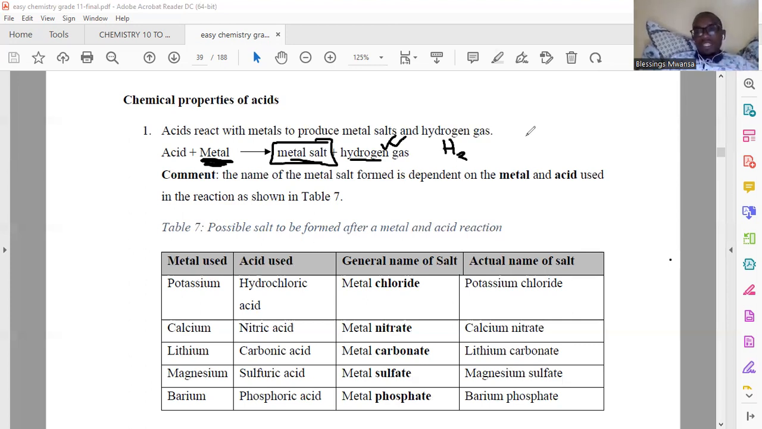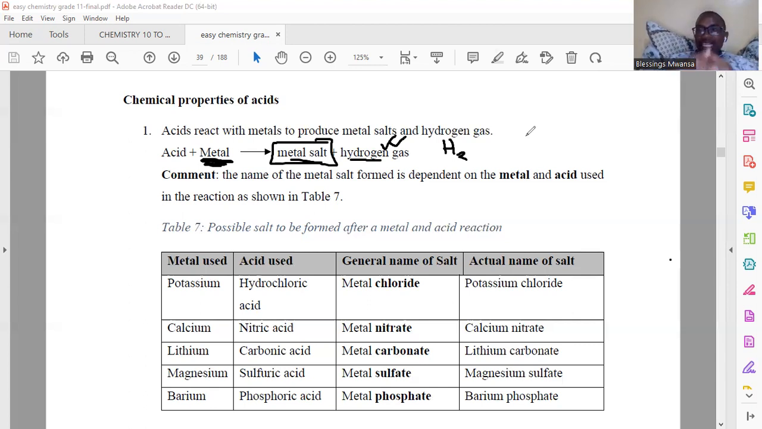So when we go back to the examples of acids that we gave, we looked at organic acids and we looked at inorganic acids. So the common acids that we use, especially in the laboratory, we use hydrochloric acid, nitric acid, carbonic acid sometimes, phosphoric acid, and sulfuric acid. So in my examples, I will use more of these five acids I have mentioned: hydrochloric, sulfuric, nitric, phosphoric, and carbonic acid.